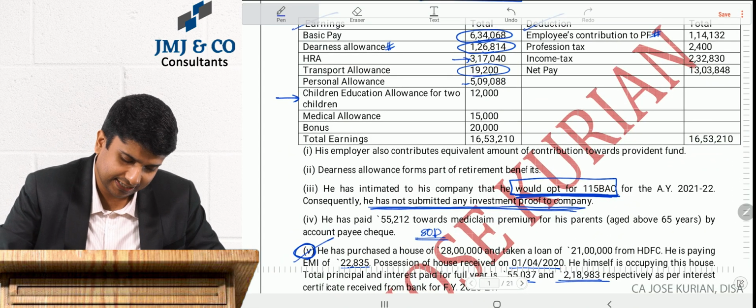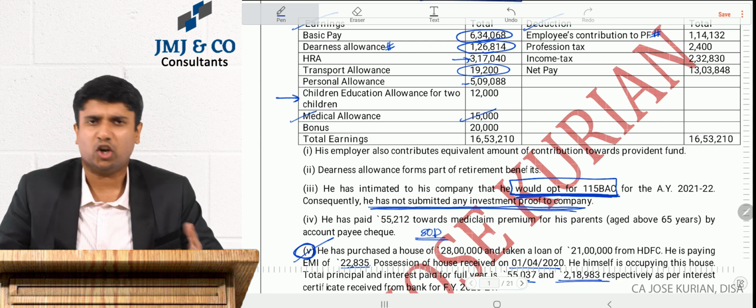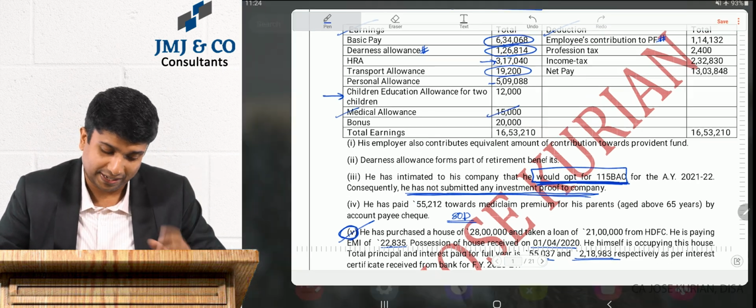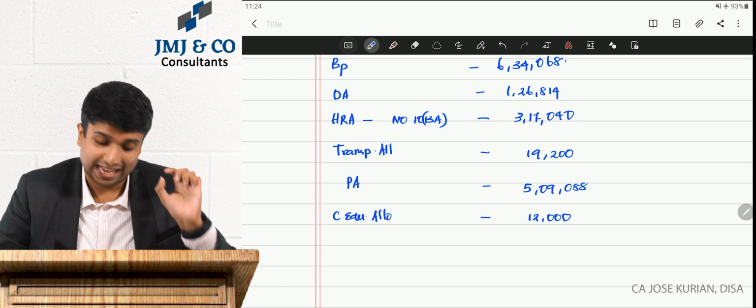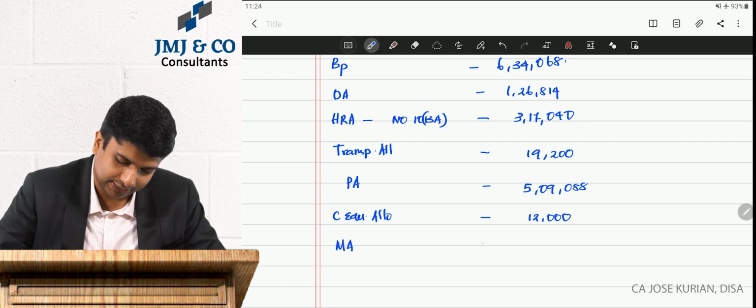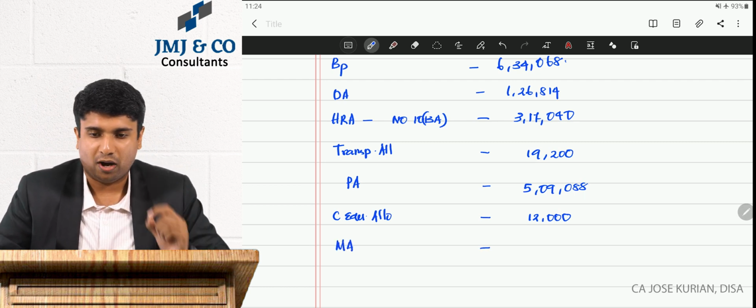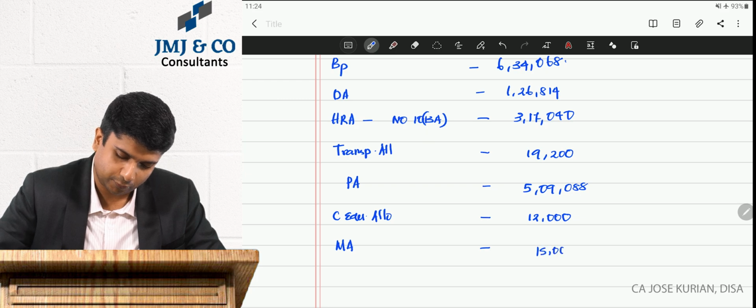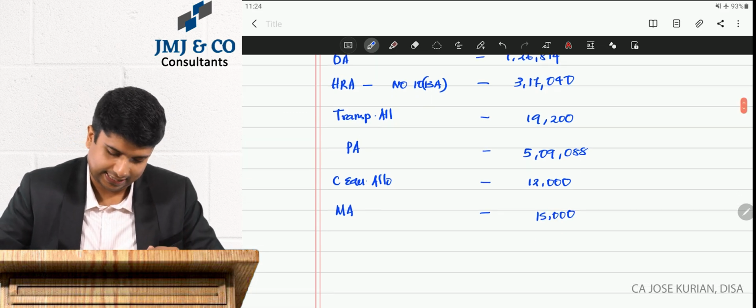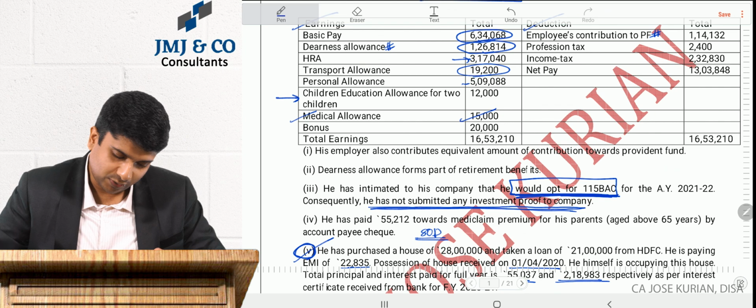Again, moving forward, friends, next is medical allowance. Medical allowance normally is fully taxable. So medical allowance, it is not a perquisite, it is the allowance given. So I will write MA, that is the medical allowance, and the amount is 15,000 rupees and it will be fully taxable. Now friends, what about the next one?